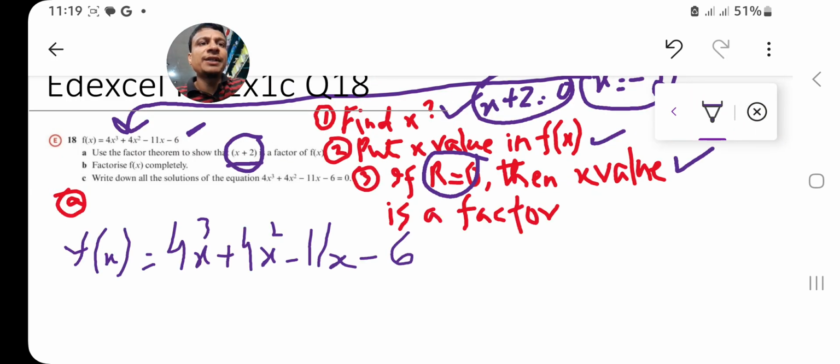So how will we get the remainder 0? First, we already have the value of x, that is minus 2. So in place of x, place minus 2.